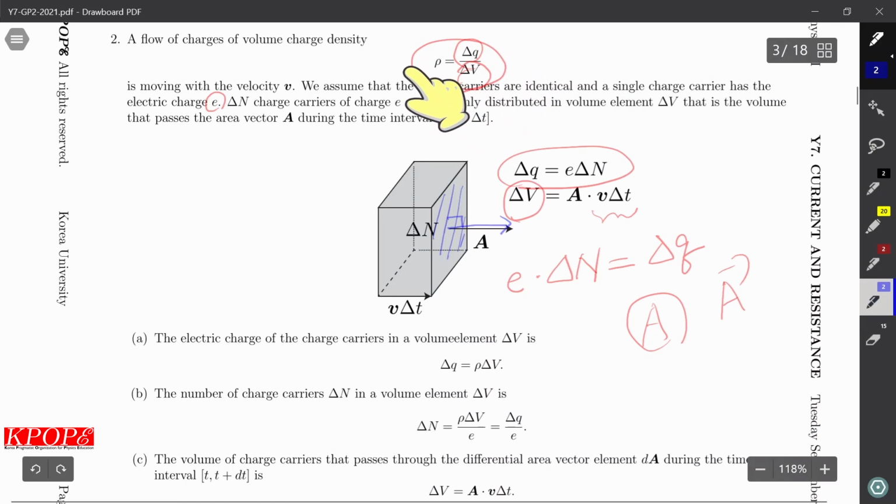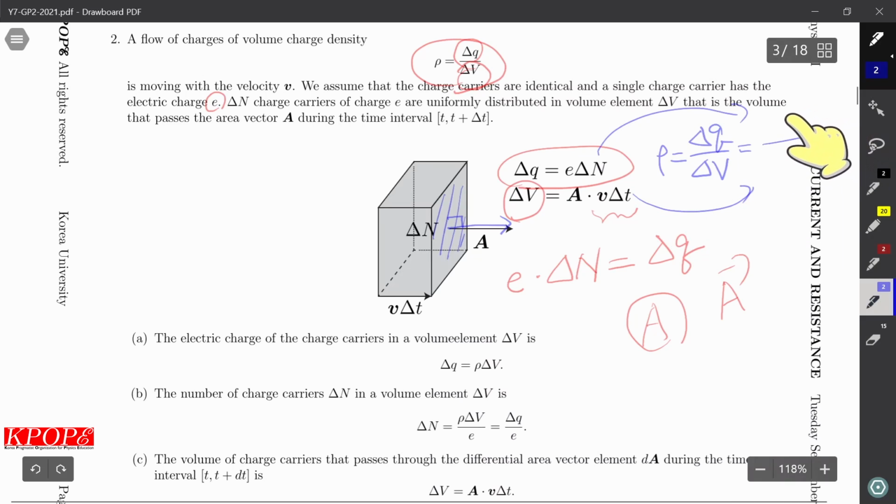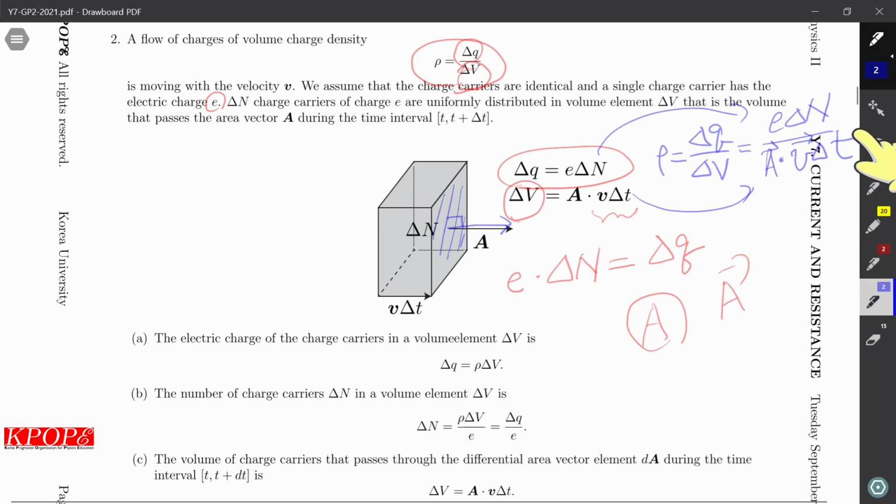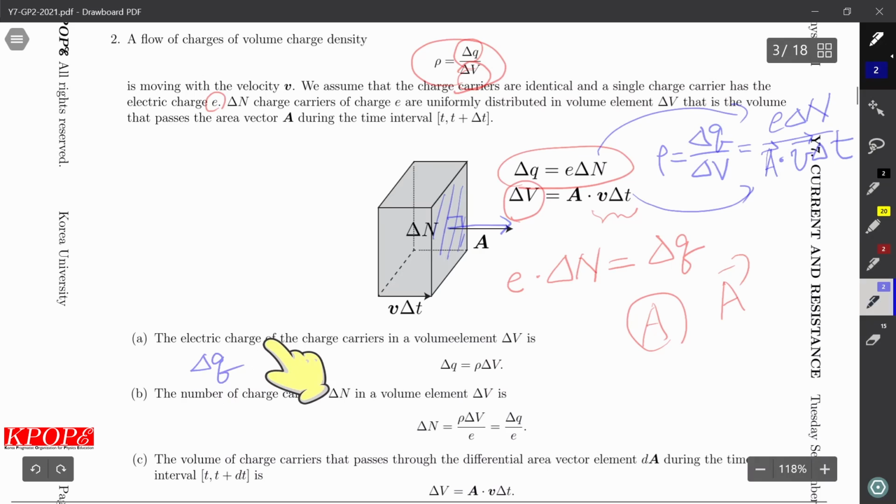So, as we have defined, the charge density rho is delta Q over delta V, and substituting, delta V is A dot V scalar product delta T. This will be the charge density. Or delta Q, the amount of charge contained in this space, is density times volume. Right.